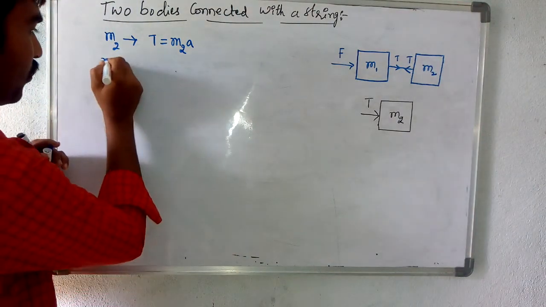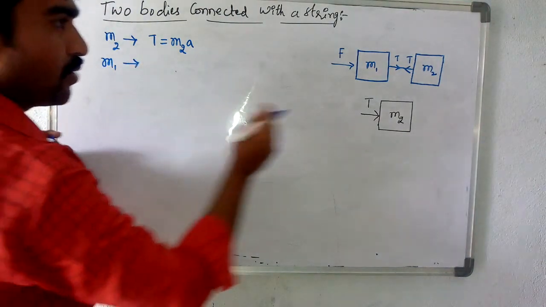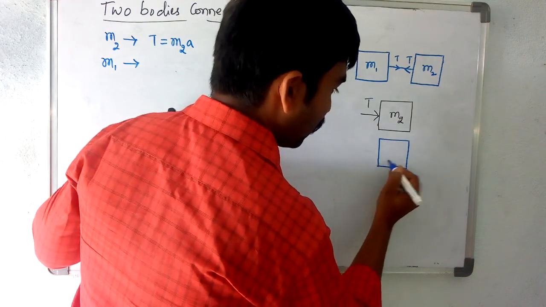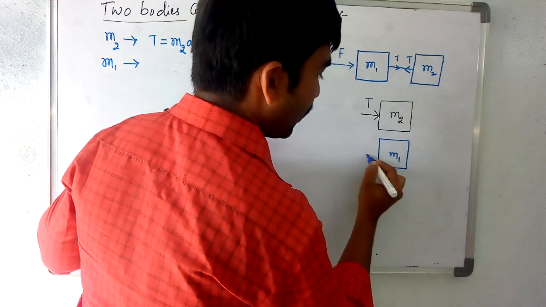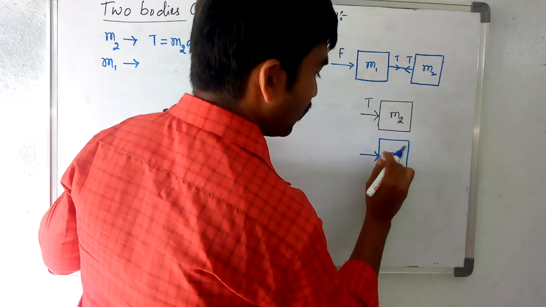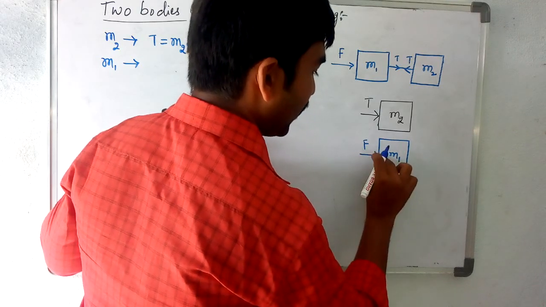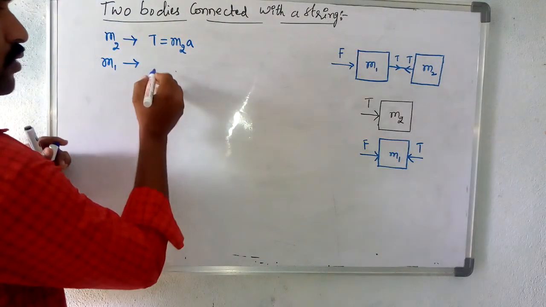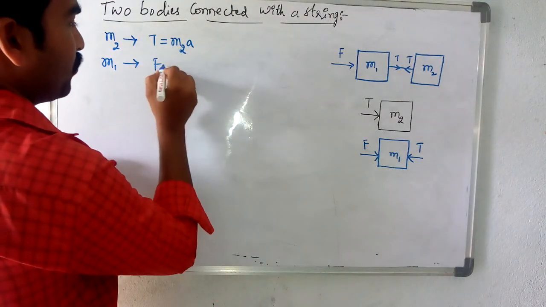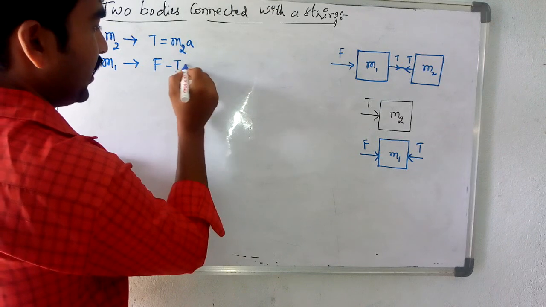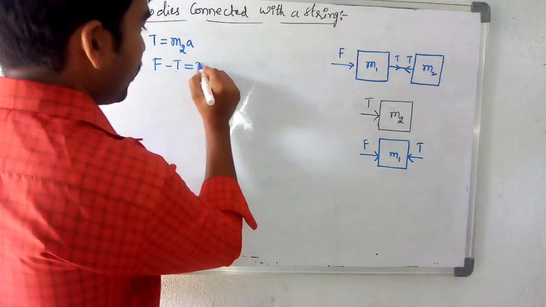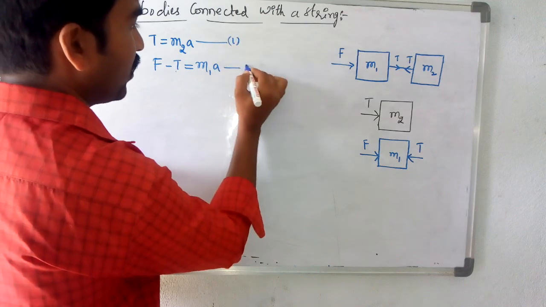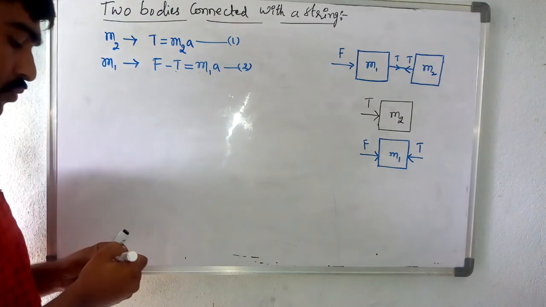Now the free body diagram of M1. Here it is the free body diagram of M1. In this way the applied force is applied, and in this way the tensional force. So here capital F minus T is equal to M1A, equation number 1.